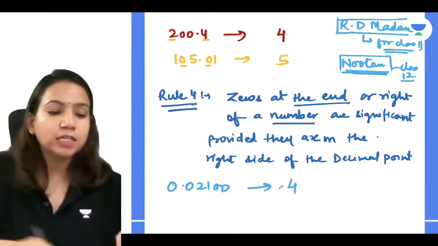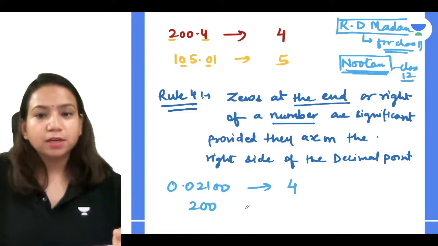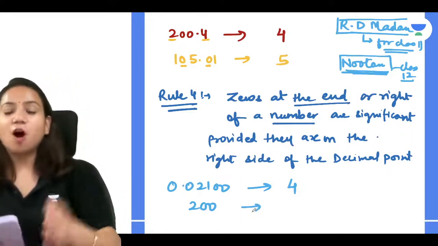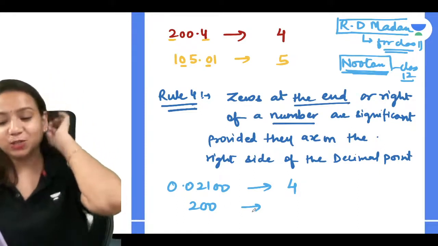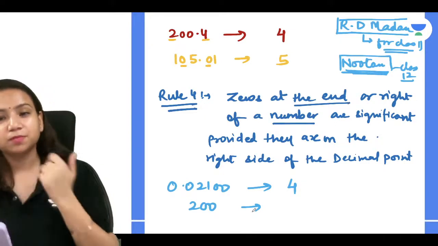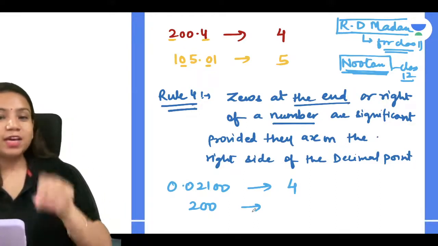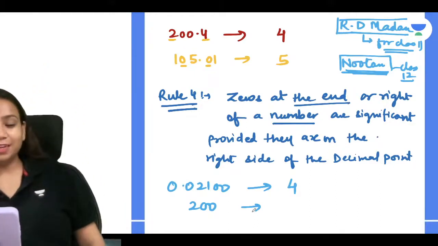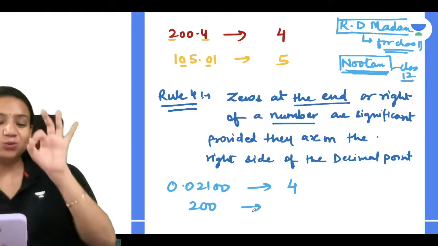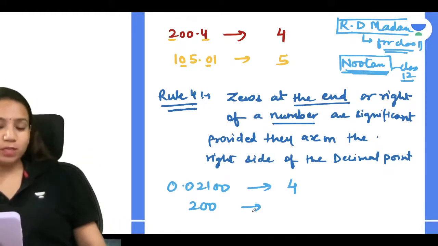0.02100, how many significant figures is it going to have? 4 significant figures. Now if I talk about here, tell me 200. 200 will have how many significant figures? Now this is a tricky question, guys. Tell me everyone, this is a tricky question. Here your mathematics is going to fail, and significant figure rules are going to win. Tell me guys, 200 will have how many significant figures?